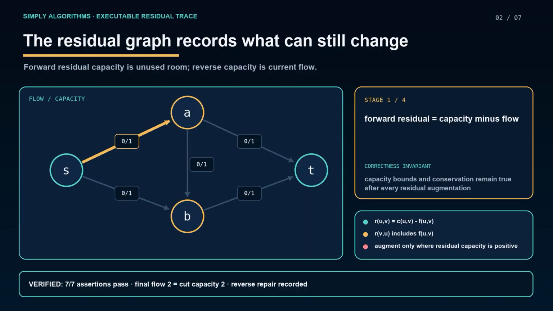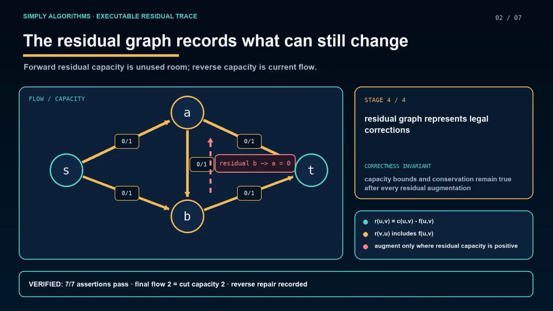Initially, every forward residual edge has capacity 1, and every reverse residual edge has capacity 0. In general, unused forward room is capacity minus flow. A reverse residual edge has capacity equal to the current forward flow because that much flow can be cancelled later. That second rule is the repair mechanism.